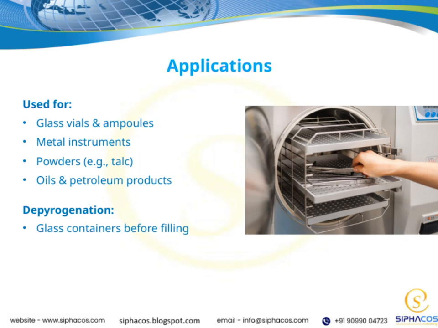One important aspect to highlight is depyrogenation, especially for glass containers before filling. Removing pyrogens, those fever-inducing substances, is critical to ensure product safety and compliance with strict regulatory standards. This step is essential in the pharmaceutical industry to prevent any risk of contamination or adverse reactions once the product is in use. So overall, this process plays a vital role in ensuring the cleanliness and safety of a wide range of products, from containers to powders and oils, supporting the integrity of the final product and safeguarding consumer health.